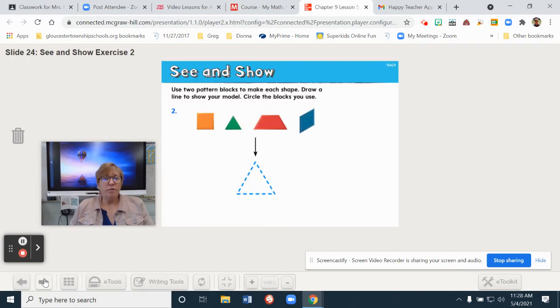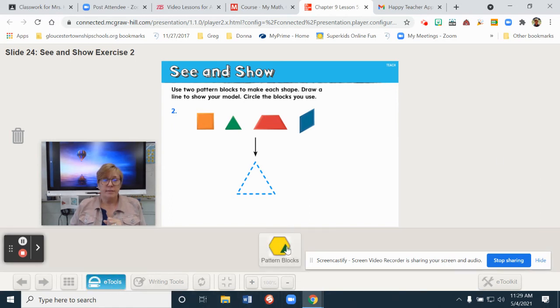Now for number 2, use 2 pattern blocks, only 2. Why don't you pause it, try moving some of the shapes around yourself and see, and you can only use 2. That's the key. Pause it and solve it now.